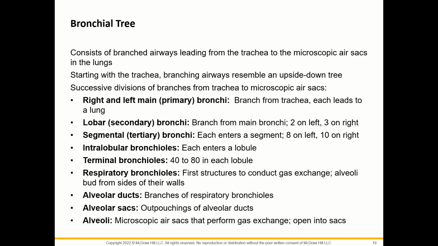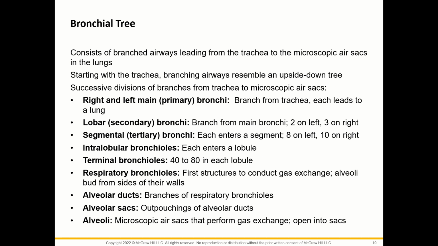All right, so starting with the primary bronchi, those are the two largest bronchi, and they branch from the trachea and they lead to a lung. The lobar or secondary bronchi branch from the main bronchi. There's 2 on the left, 3 on the right. The tertiary bronchi each enters a segment of the lung. There's 8 on the left, 10 on the right.